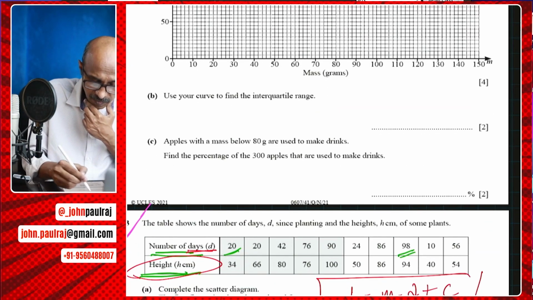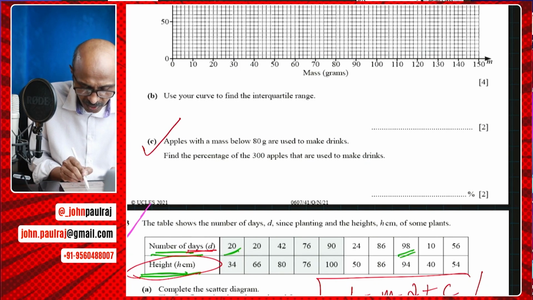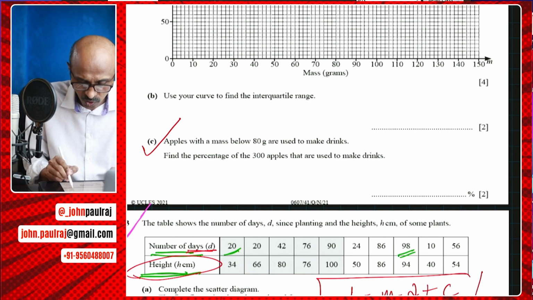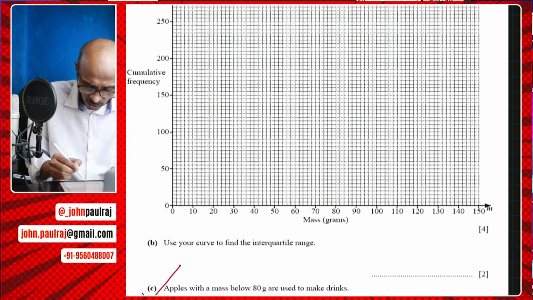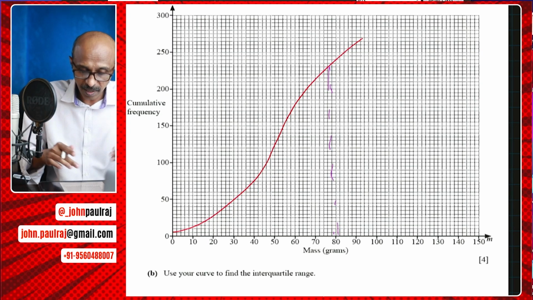And this is another very good subpart to the cumulative frequency curve. They'll say apples with mass below 80 grams are used to make drinks. Find the percentage of 300 apples that are used to make the drinks. Again, you go to 80, and from 80, wherever the curve is, just assume that was a curve, and let's just draw a straight line. Make sure you carry a nice ruler. I just made this thing up, okay?